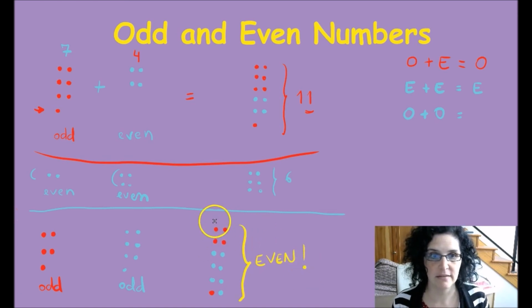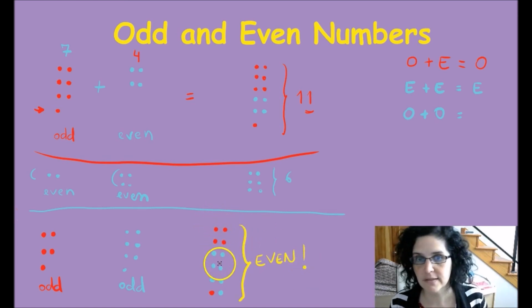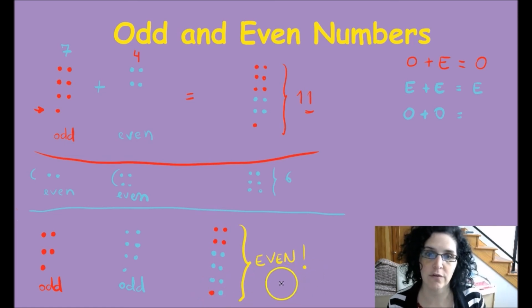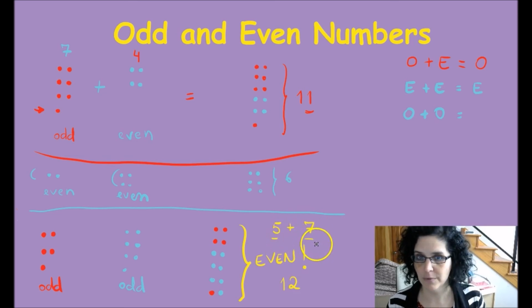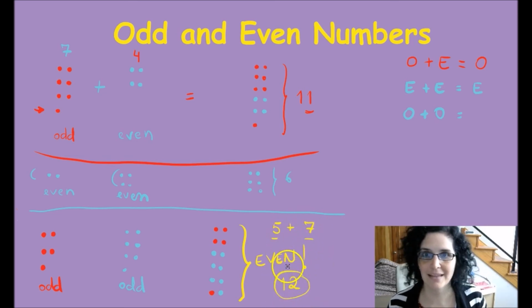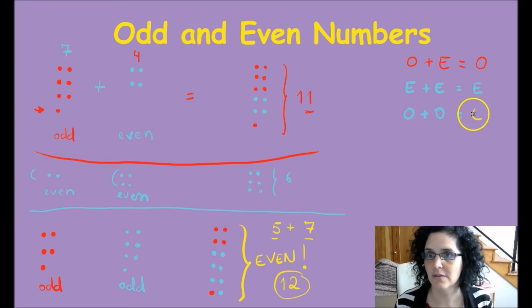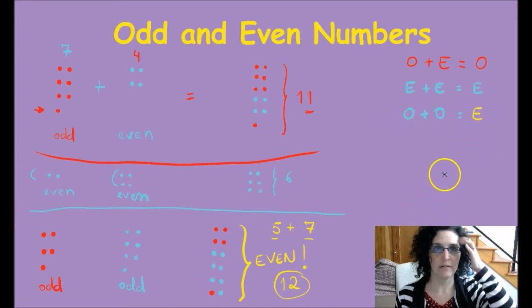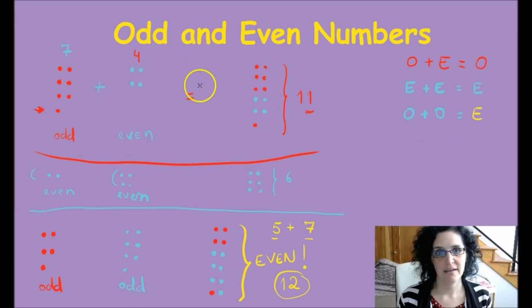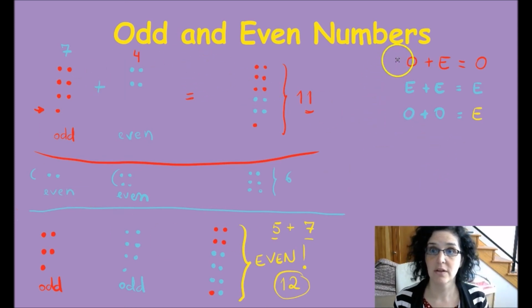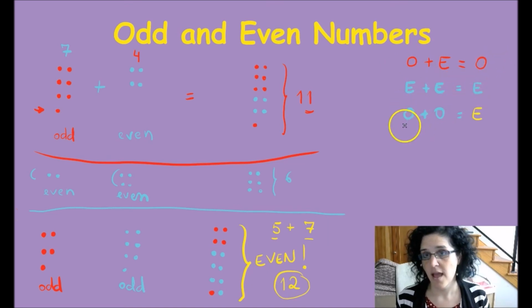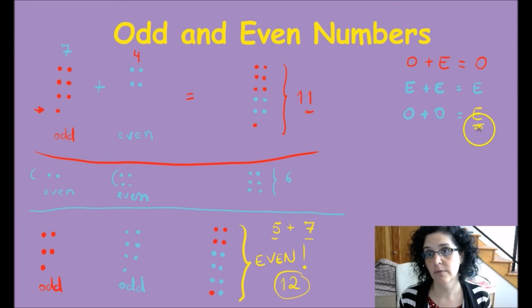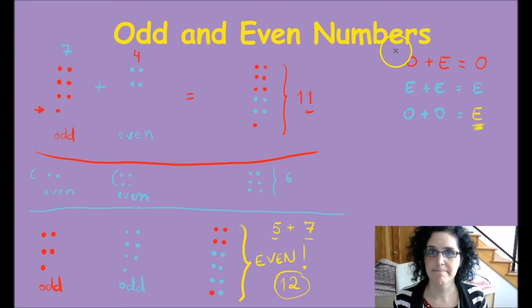And what number is that? 1, 2, 3, 4, 5, 6, 7, 8, 9, 10, 11, 12. 12. So 5 plus 7, two uneven, two odd numbers, right? Transform into an even number. So odd plus odd equals even. So that's really important to remember, okay? And here's the explanation for it. So an odd plus an even will equal an odd, an even plus an even will equal an even, and an odd plus an odd will transform into an even number, okay?